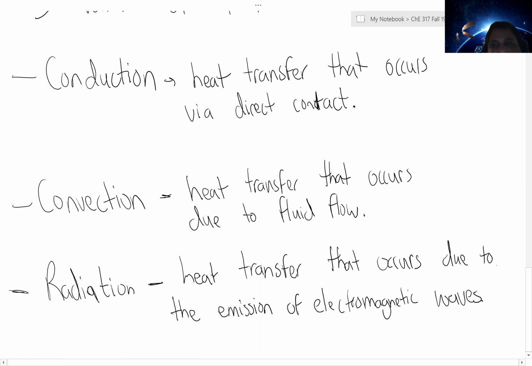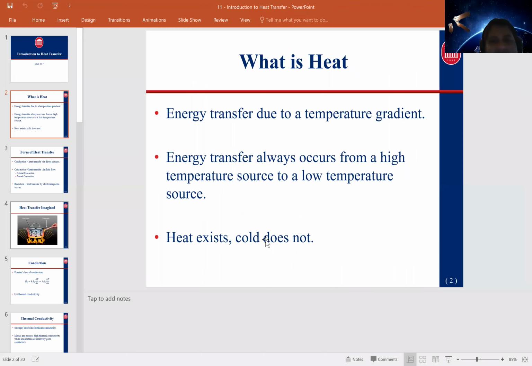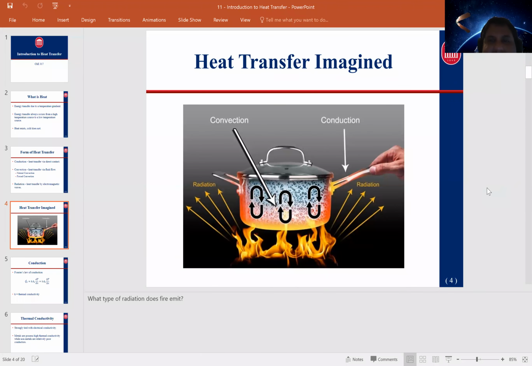In this class, we typically focus on conduction and spend a whole lot of time on convection. If we have time, we can discuss radiation. Radiation is pretty cool. It's really complicated and it gets heavy into physics, but it's also extremely important and valuable. And so we can visualize each of these three forms of heat transfer with this image.